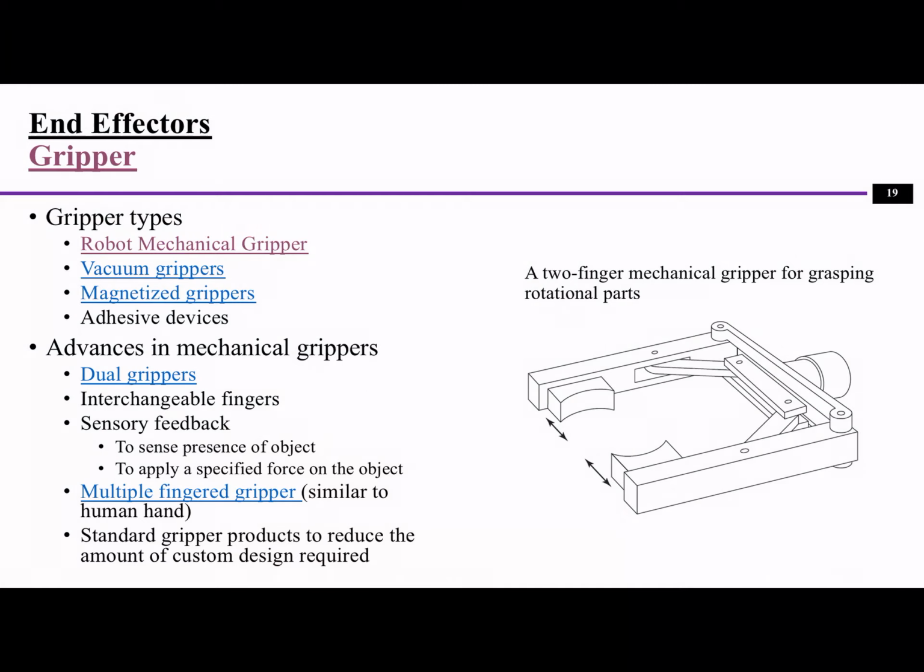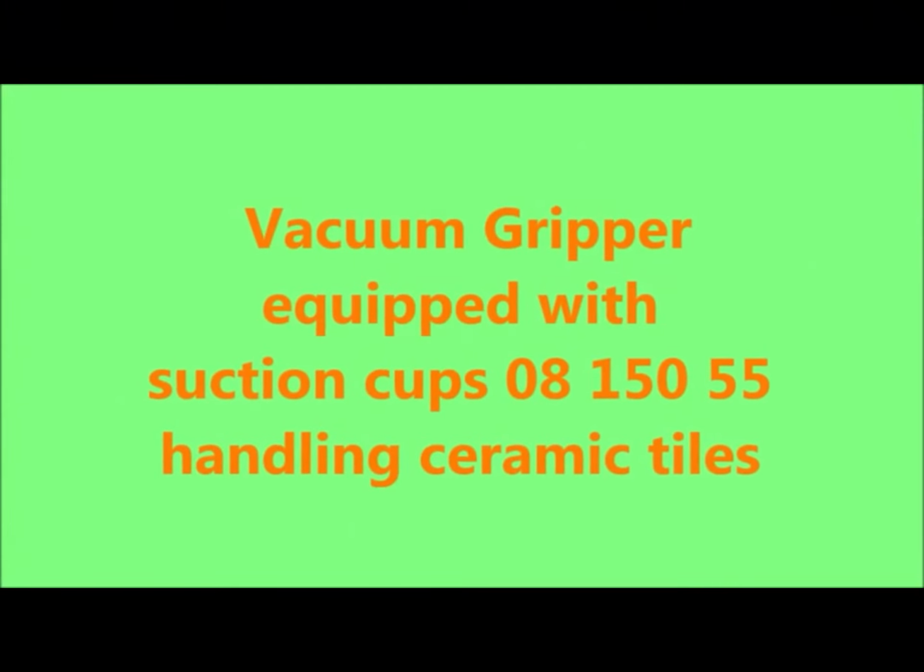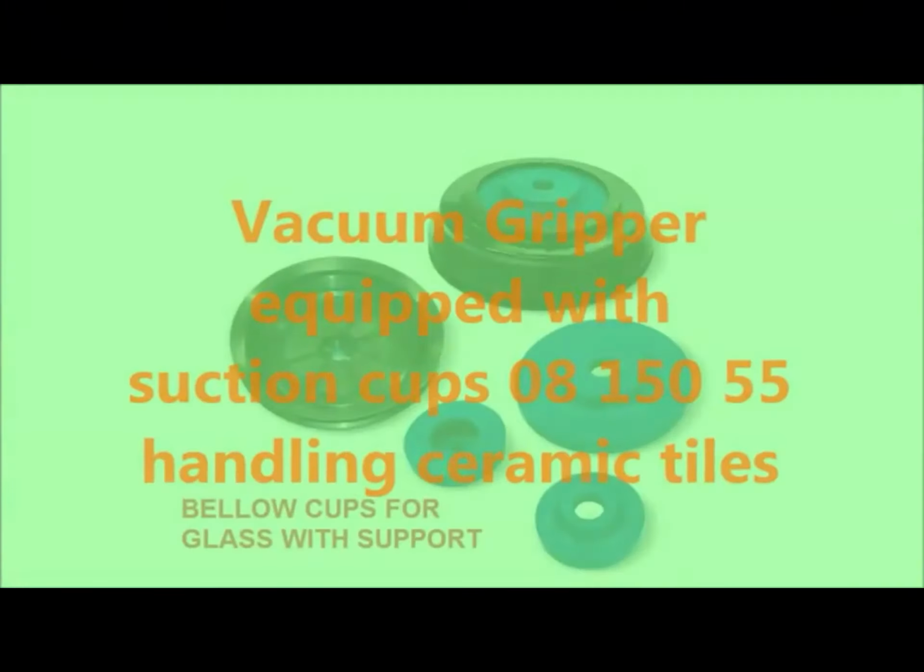Another one is the vacuum gripper. So you can use vacuum to get the material.